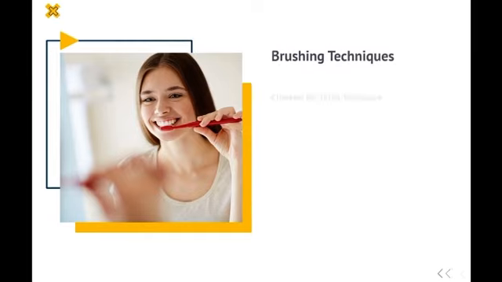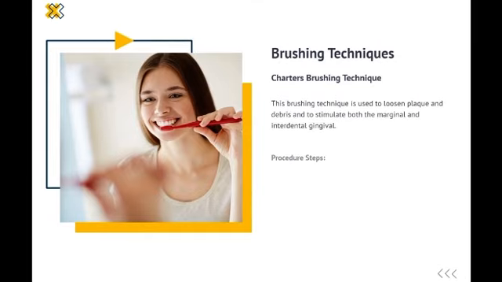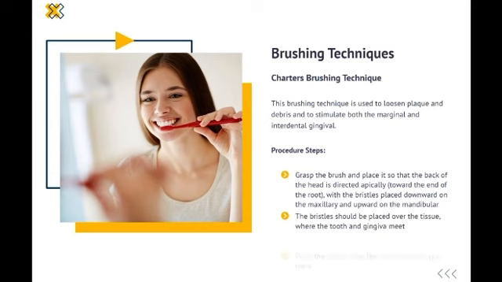Charter's brushing technique. This brushing technique is used to loosen plaque and debris, and to stimulate both the marginal and interdental gingiva. Procedure steps. Grasp the brush and place it so that the back of the head is directed apically toward the end of the root, with the bristles placed downward on the maxillary and upward on the mandibular. The bristles should be placed over the tissue where the tooth and gingiva meet. Press the bristles into the space between the teeth.